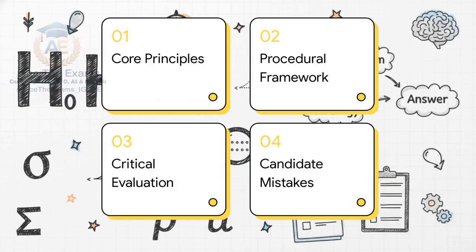Stage 1. We will unpack the core theoretical principles that serve as the fuel for hypothesis testing. Stage 2, we lock in the procedural framework, the actual step-by-step navigation method you need to deploy under exam pressure. Stage 3, we fire the boosters into critical evaluation, which is exactly how you break gravity and access the top-tier marking bands. And finally, Stage 4, we will review the top 3 candidate mistakes, the fatal anomalies highlighted in principal examiner reports, so you can maneuver around them entirely. The countdown is active. Let's initiate Stage 1.